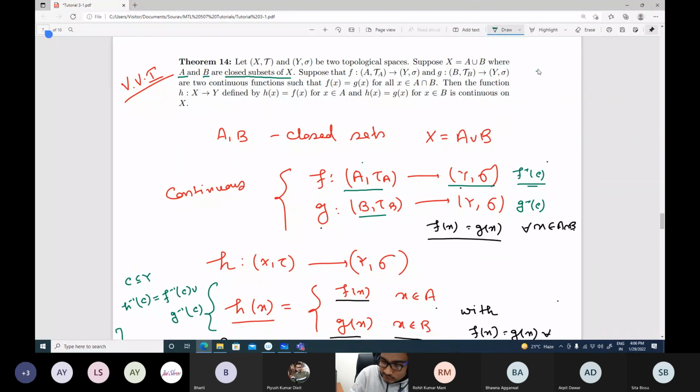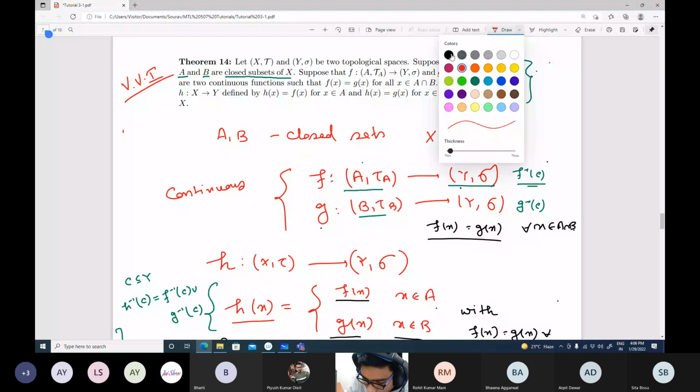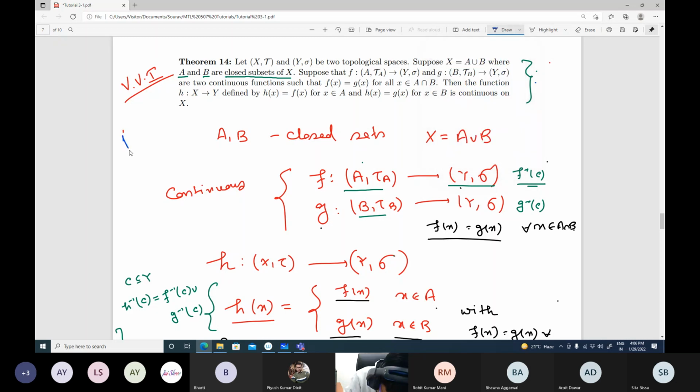Actually, this result is very important in the course of topology. You can say if there are 10 pillars in a building, and topology is the building, then this is one of them. This lemma is called the Pasting lemma. Here it is written as a theorem, but we call it by its standard name, the Pasting lemma.